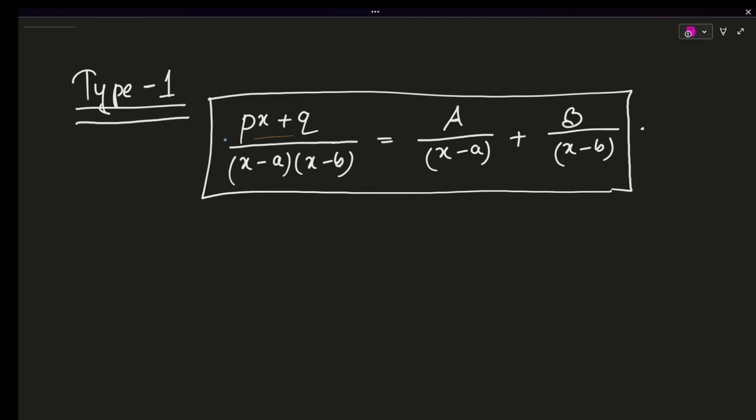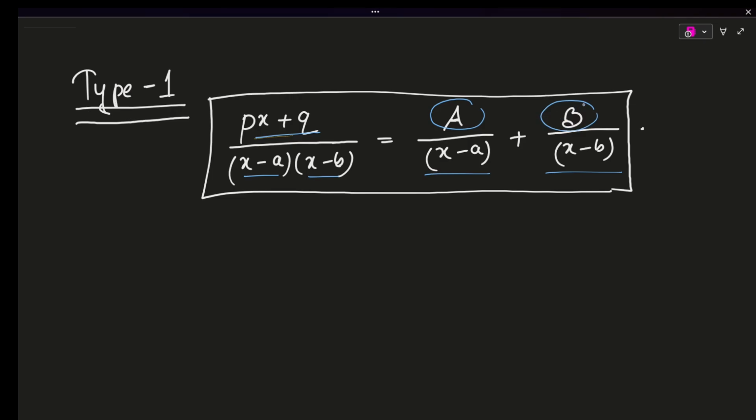Hey guys, today in this video we will see some problems based on type 1 of partial fractions. For this kind of problem we have px plus q in the numerator and x minus a into x minus b in the denominator. So for this kind of problem we will write A by x minus a plus B by x minus b, and our main aim should be to find out the values of A and B.